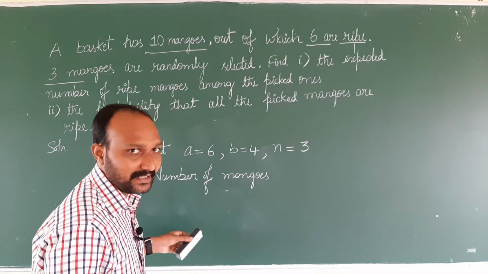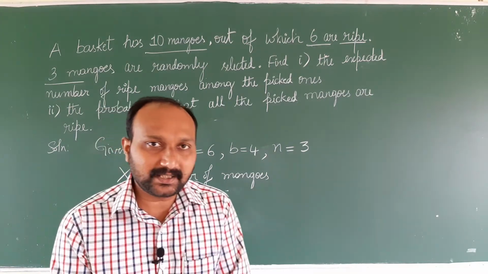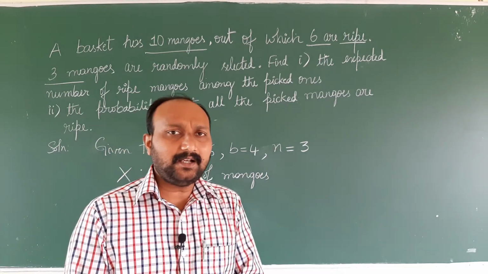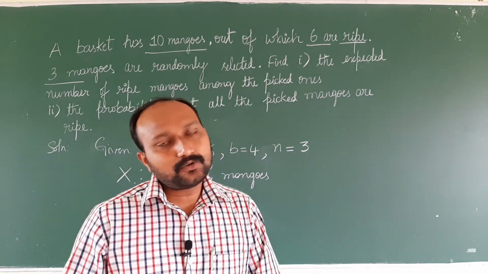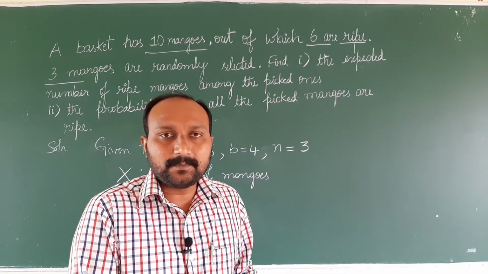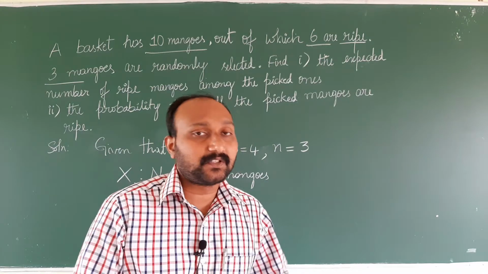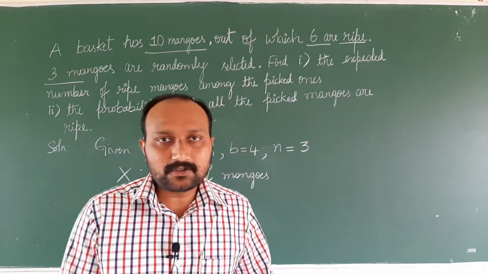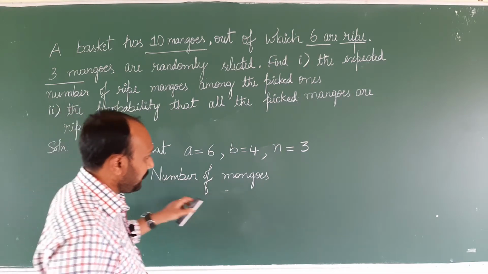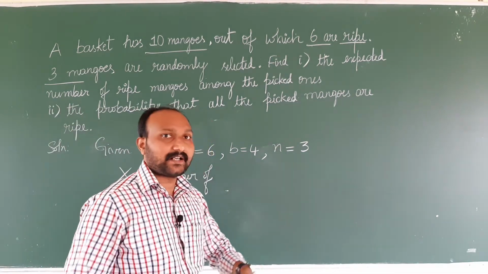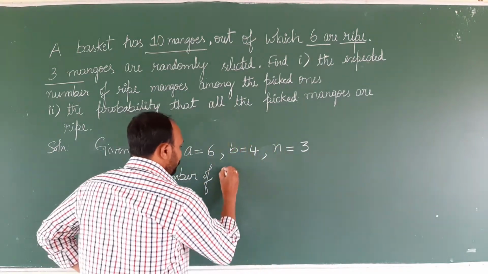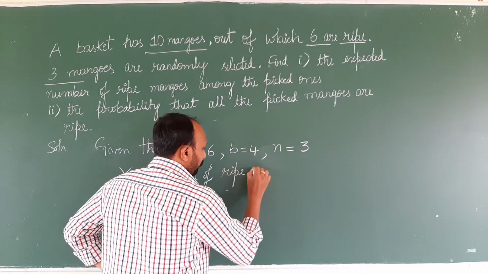I hope you are understanding. The complete sample that we have drawn from the population of 10 mangoes may have 1 ripe mango and 2 not ripe mangoes. Similarly, it may also be another combination of all 3 ripe mangoes without any non-ripe mangoes. That can also be the scenario. So here X indicates the number of mangoes which are ready to eat, that is ripe mangoes.